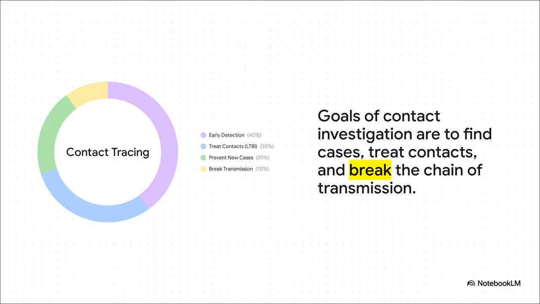TB is what's called a notifiable disease. That means as soon as a case is confirmed, public health officials are alerted, and a contact investigation kicks into high gear. This has two main goals. First, find anyone else who might have active infectious TB. And second, find all the people who are exposed, test them for latent infection, and treat them to prevent them from getting sick down the road. It's all about breaking that chain of transmission.